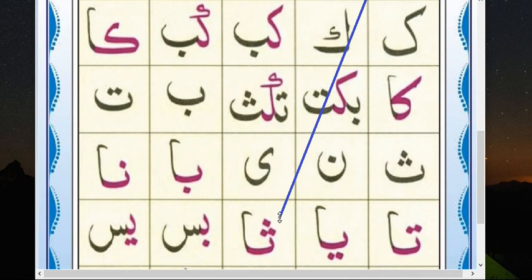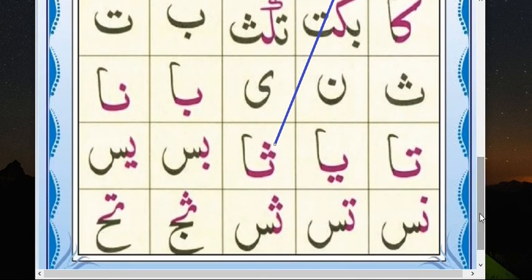Tha, Alif. Sometimes students confuse whether this is Tha or Sheen, because Sheen has 3 dots upside and Tha also has 3 dots upside. I'm telling you now, Sheen has 3 heads downside, looks like Seen, but Tha has 1 head downside. So don't confuse between Tha and Sheen.